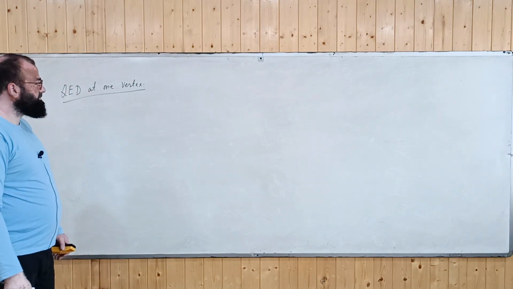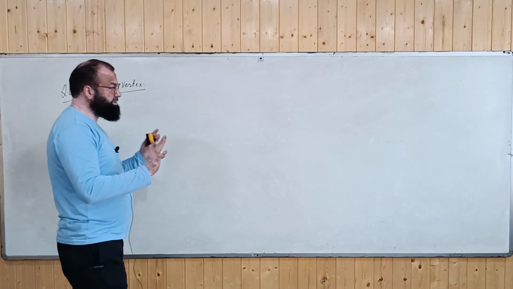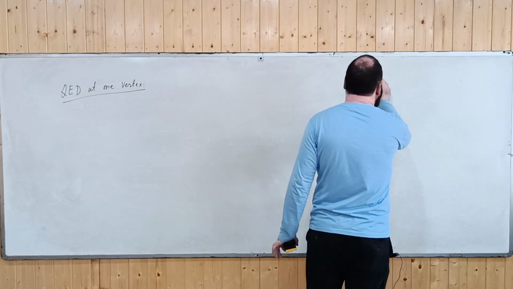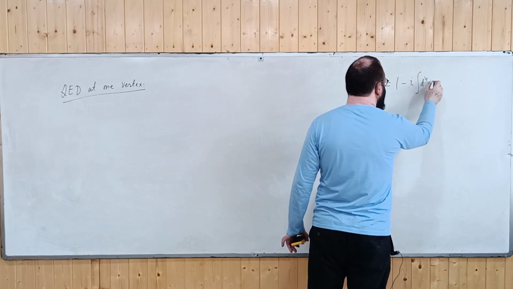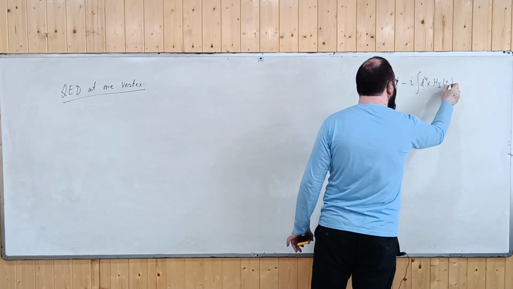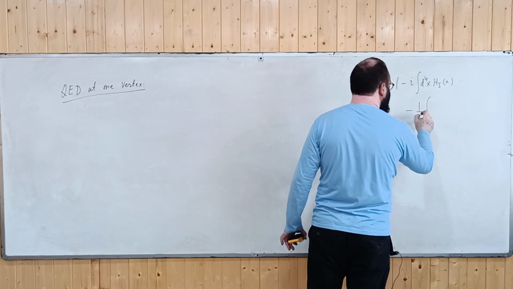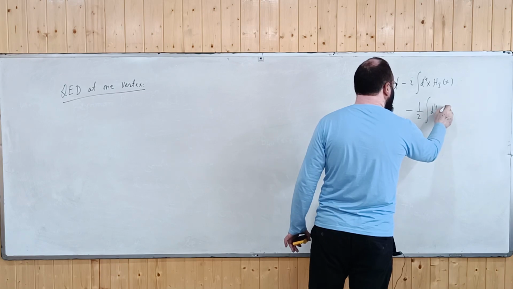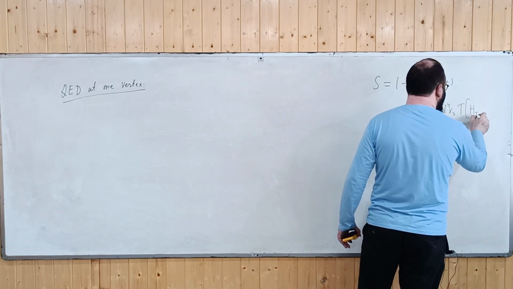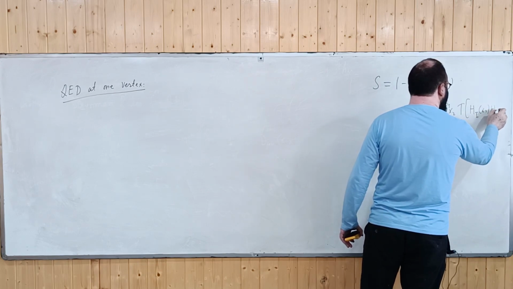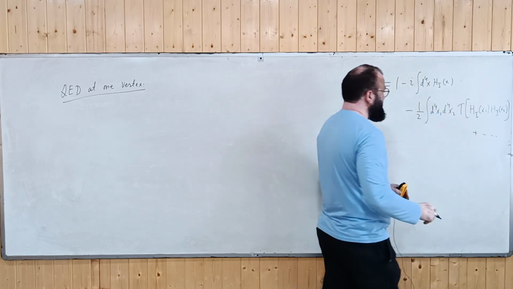Okay. So what does that mean? Let's look at the S matrix again. This is our S matrix: 1 minus i integral d⁴x H_I(x), then minus 1/2 integral d⁴x₁ d⁴x₂ time-ordered H_I(x₁) H_I(x₂). We'll be dealing only with terms up to this order in this video.